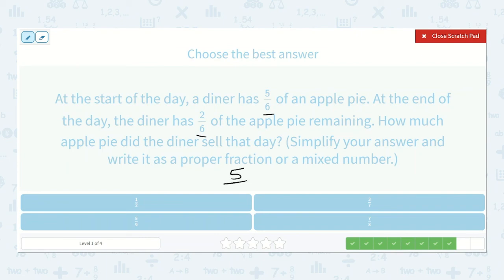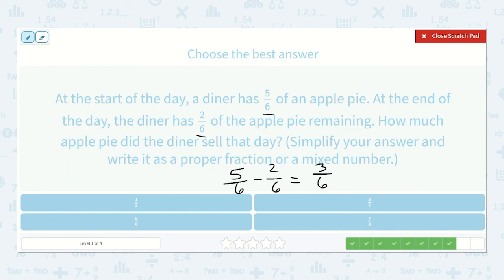So 5/6 of a pie is how much they started with. And then now they have 2/6 left at the end of the day. So we can take away 2/6 to find out how much they sold. 5 minus 2 is 3, and our sixth stays the same.